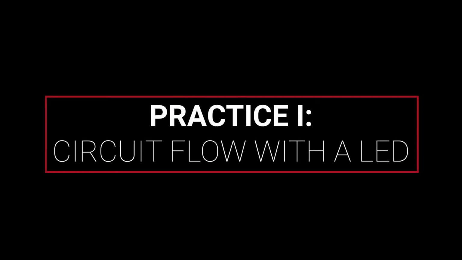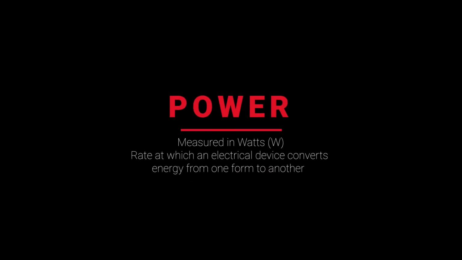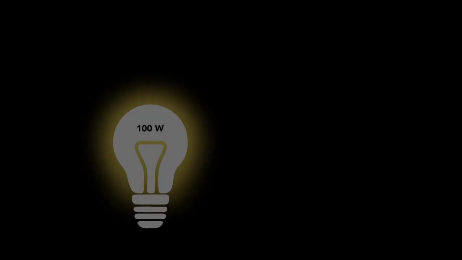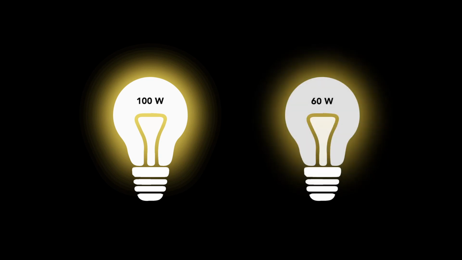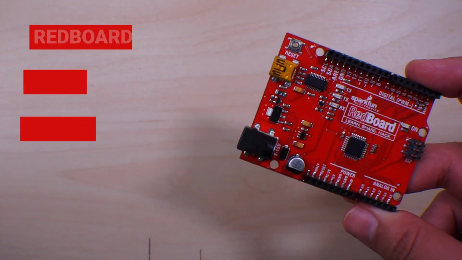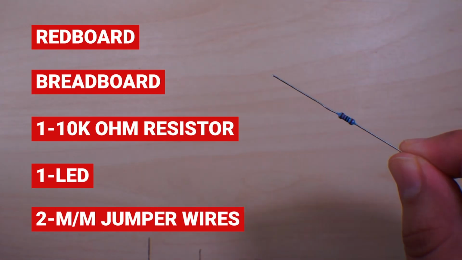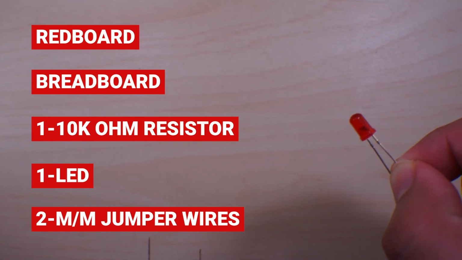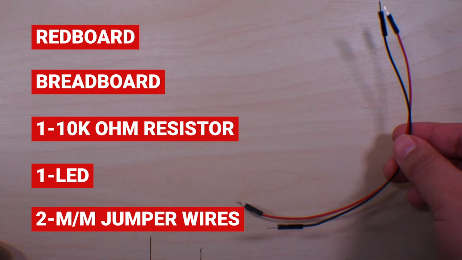Now that you've become familiar with some of the basics, we're now going to jump into our first activity by powering an LED. Power, which is measured in watts, is the rate at which an electrical device converts energy from one form to another. For example, a 100-watt light bulb is much brighter than a 60-watt because the higher wattage converts more electrical energy into light. For this activity, you will need one breadboard, a 10K ohm resistor, one LED, and 2 male-to-male jumper cables.